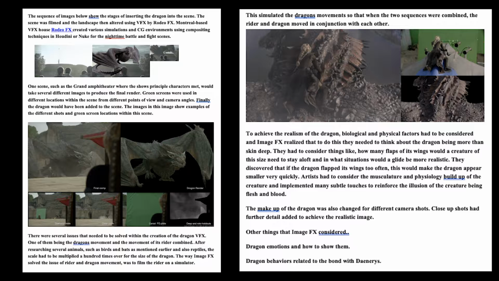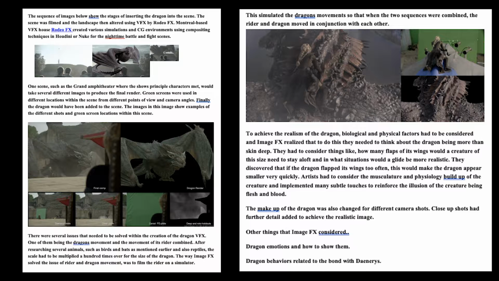And Image FX realised that to do this they needed to think about the dragon being more than skin deep. They had to consider things like how many flaps of wings it would take a creature of this size to stay aloft, and in what situations would a glide be more realistic. They discovered that if the dragon flapped its wings too often, this would make the dragon appear smaller very quickly.